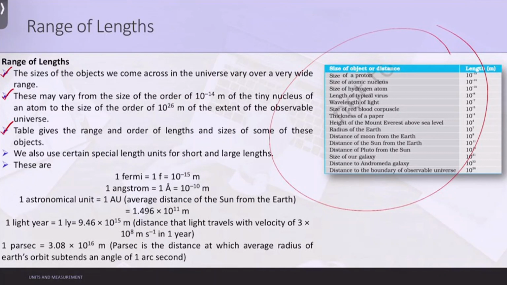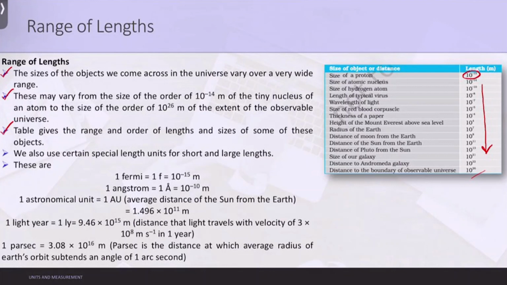Don't mug up anything from here. This is just for your information and reference purposes only. As you can see here, the size of a proton is 10 to the power minus 15 meters. Then the atomic nucleus is 10 to the power minus 14 meters, and this goes on increasing, with the highest being the distance to the boundary of the observable universe, which is 10 to the power 26 meters. So it's just for reference that there can be ranges of lengths.